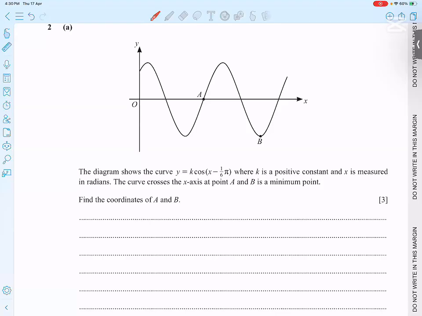Question number 2 we have now. Diagram shows the curve, this equation of curve. Obviously, this is called amplitude. So how much it goes down and how much it goes up, this is called K. Even this is also K. Anyway, clear. And what the question is asking for is measure in radians, and the curve meets the x-axis at A and B. So our task is to find out the coordinates of A and B. So let's try to do it.